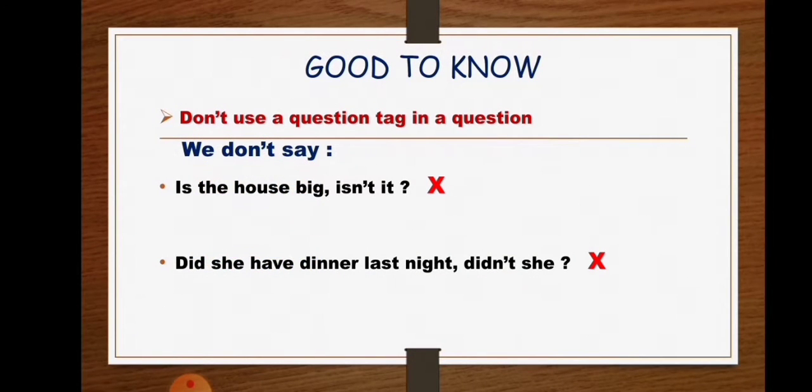However, it's good for us to know that we don't use a question tag in a question. For example, is the house big, isn't it? This is incorrect. Did she have dinner last night, didn't she? This is also not correct.